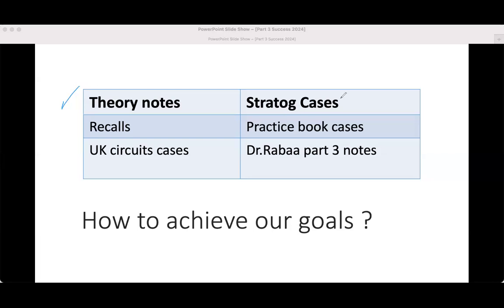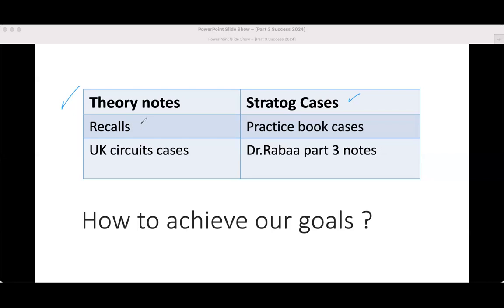Another thing is the strategy cases. Strategy cases are similar to the exam ideas, okay? They will also be formulated in between the cases that you have. But is it the most important one? Not the most important one yet.